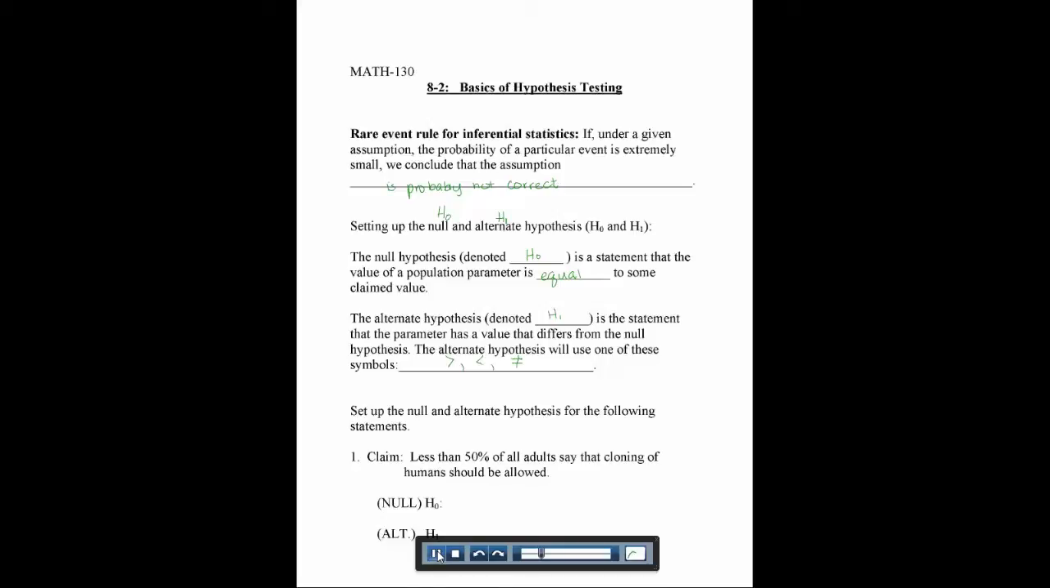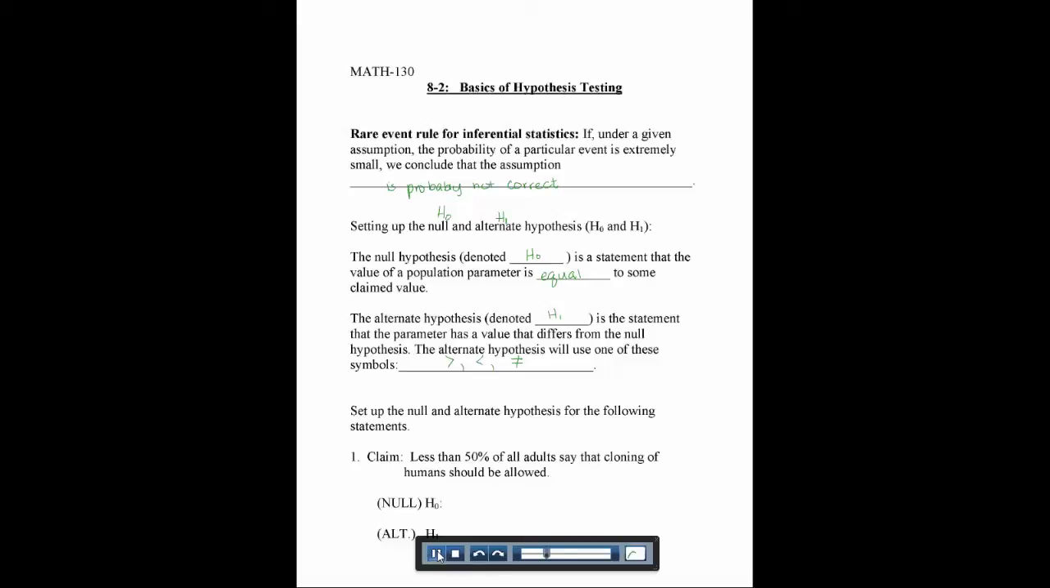Now, here's what happens. Our claim is either going to say something's less than something, greater than something, or equal to something. If it says it's less than or greater than something, that claim will be our alternate hypothesis. And then our null hypothesis will be equal. If the claim says something is equal to something, that claim will be the null hypothesis. And then in that one case, when the claim has an equal sign, we'll use a does not equal for the alternate hypothesis. Okay, so we're going to go through several examples here.